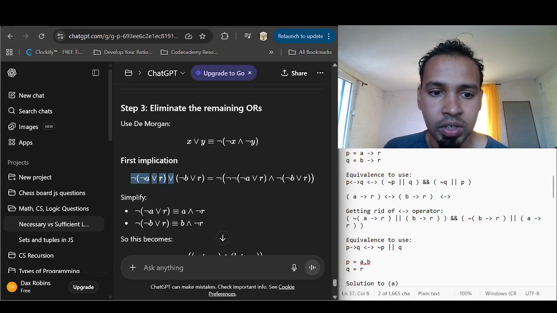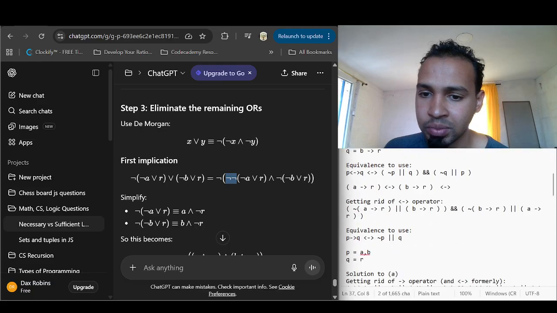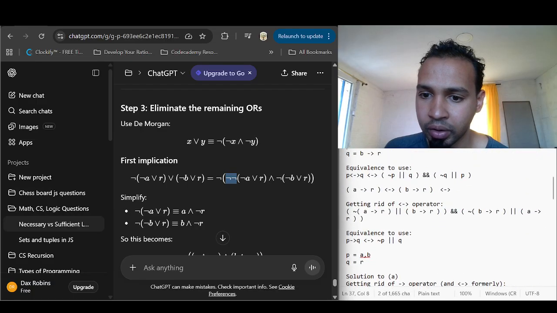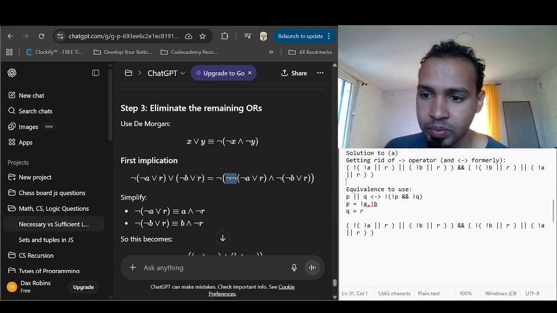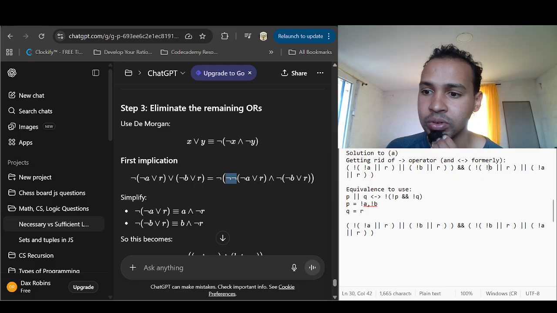So the first implication is this, and I think it has a double not here. I don't know if that's right, but presumably that's exactly what we did in the first part. Here, and that looks the same to me. The only problem is that I think there's a typo here. I guess the double nots would cancel out.